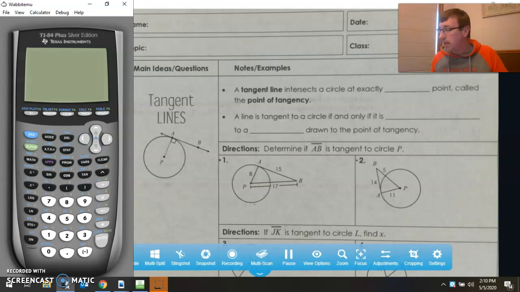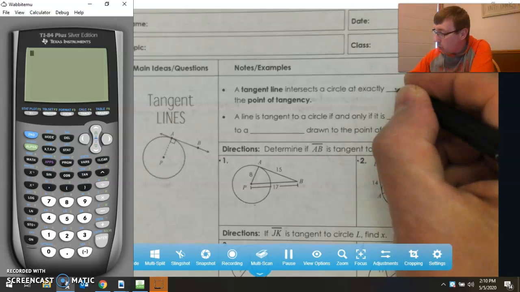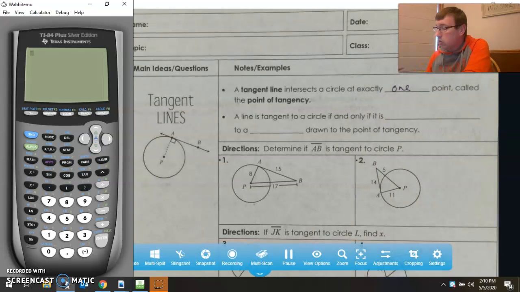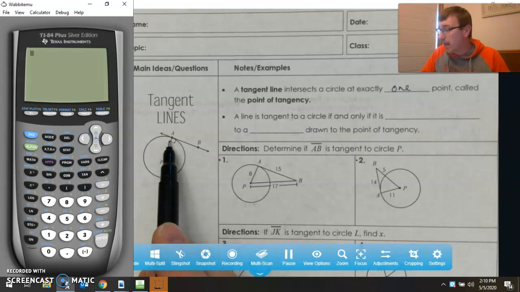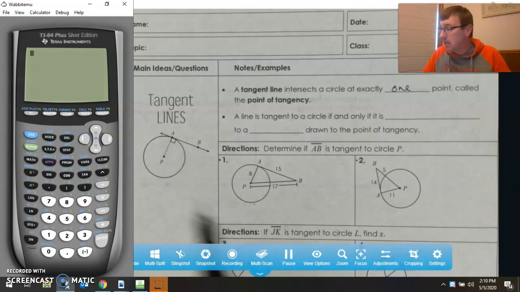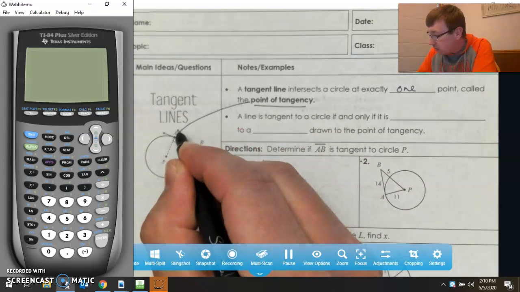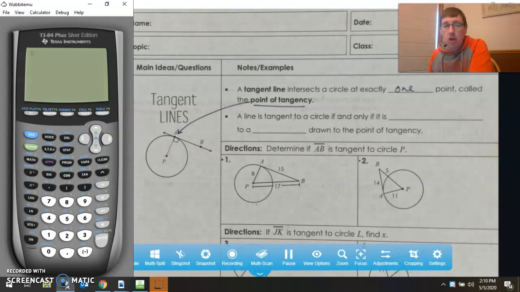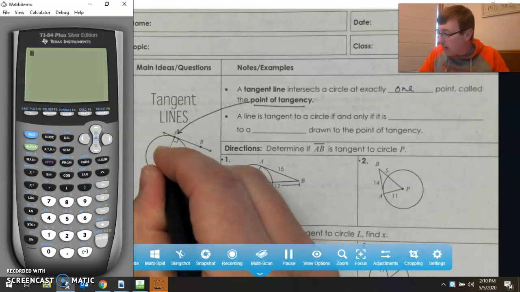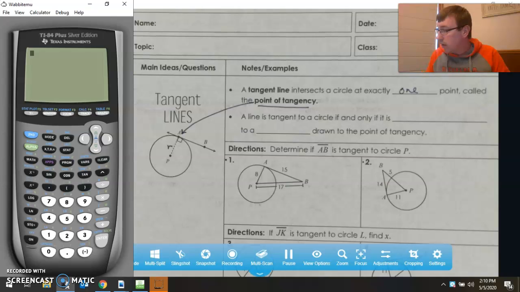A tangent line intersects a circle at exactly 1 point. Now you should know that a tangent intersects at 1 point. Okay, that is the point of tangency. So point A would be the point of tangency. This part right here would be the point of tangency. Okay, AP is a radius, and AB is our tangent line.